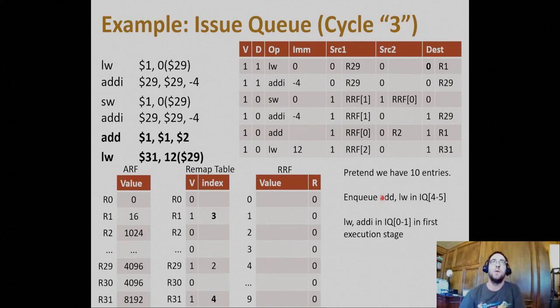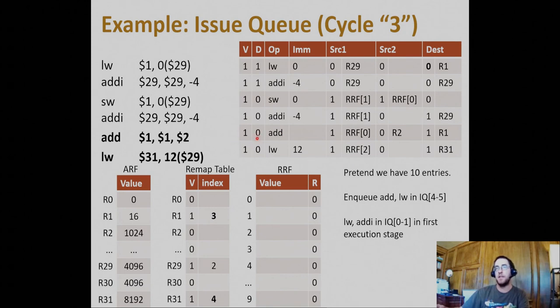At a minimum, you would want your issue queue to be your issue width times your number of pipeline stages between issue and write back. So we'll pretend we have that. We'll pretend we have 10 entries in our issue queue. It was hard for me to draw that many entries in PowerPoint, apparently. So we enqueue the add and the load word onto the issue queue.